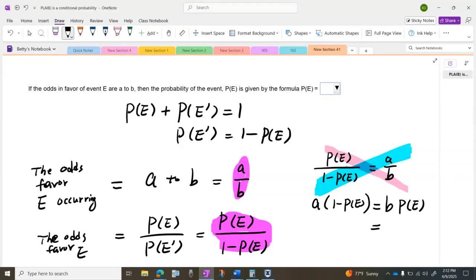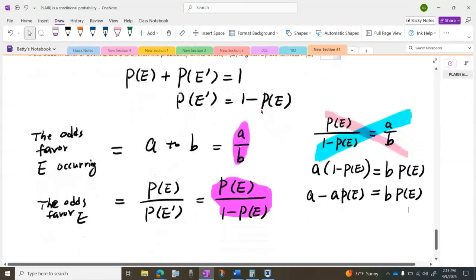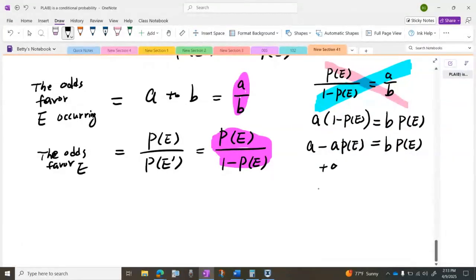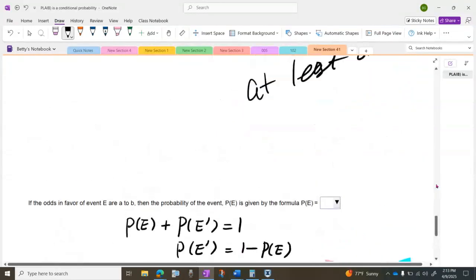Then we simplify the left side. Distribute. A times 1 is A, minus A times P of E. On the right, B times P of E. And we are going to add A times P of E to each side. They cancel, right? We have A on the left side by itself. On the right side, we have B P of E plus A P of E.